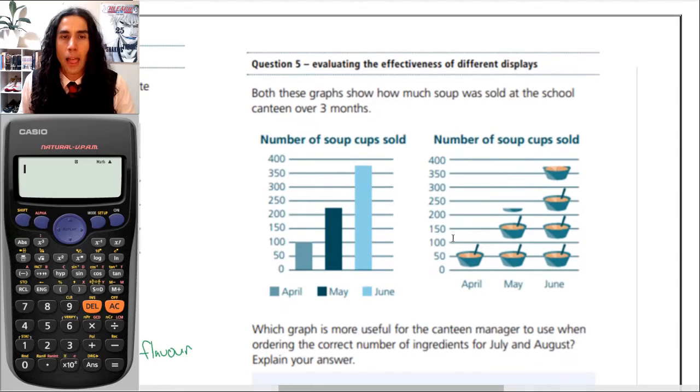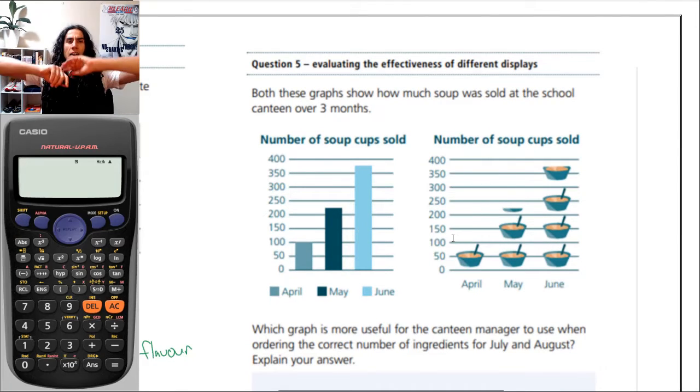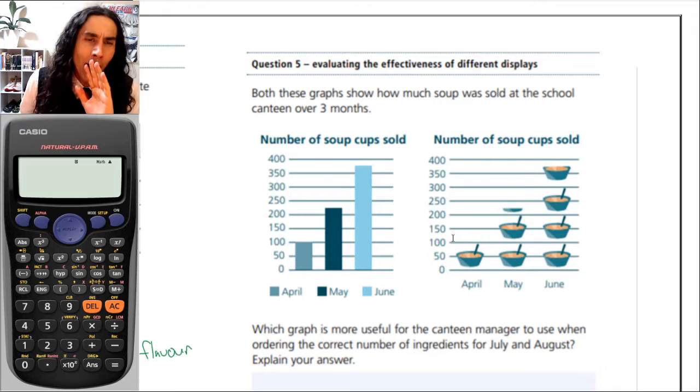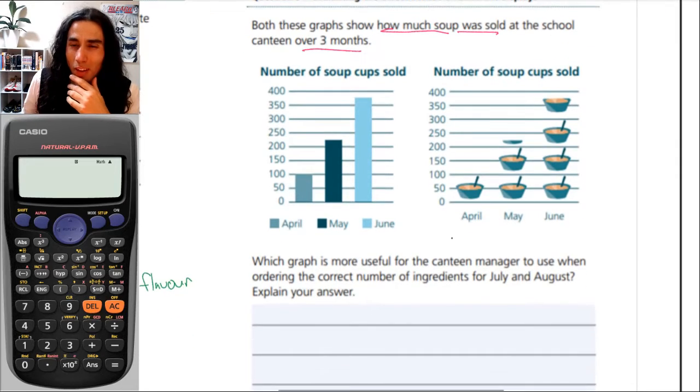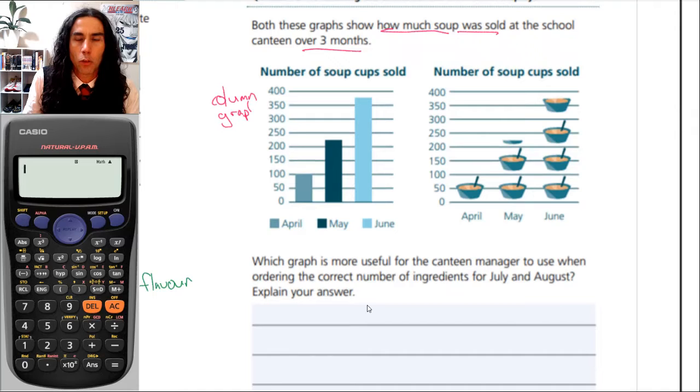So, question 5. Evaluating the effectiveness. Wow, really tough. All right. How much soup was sold at the school canteen over 3 months? So it's the same data both times, but it looks really different. Well, this one is a column graph. The other one is a pictograph, or a picture graph.